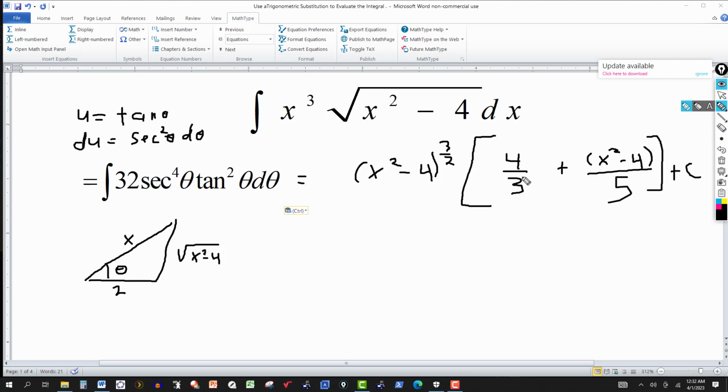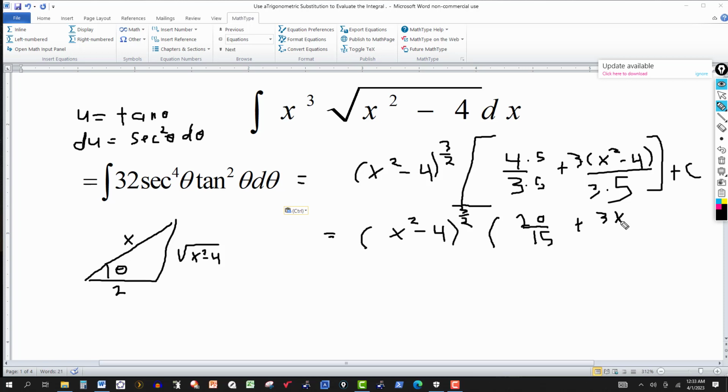So here I'm just going to find the common denominator. So I'm going to multiply this by 5 here, this by 5, this by 3, and the top by 3 here. So I'll get x squared minus 4 to the 3/2 power, and then this will give me 20 over 15, multiplying by 3 here, and then in the second expression I get 3x squared minus 12 over 15.